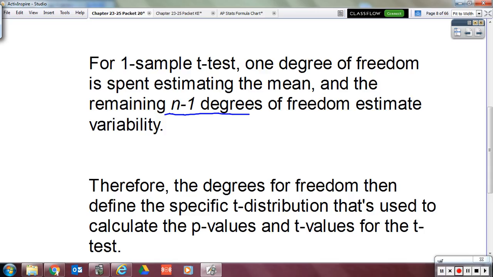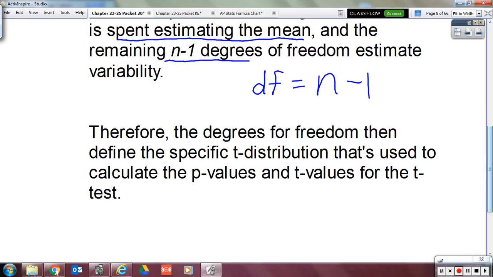can be freely chosen. And they are used to estimate our variability. They are doing that, but that last one is spent achieving that particular mean that you want. So therefore, we know that our degrees of freedom are computed as the sample size minus 1. And the interesting thing is that this is what tells us the specific t-curve to use in calculations.